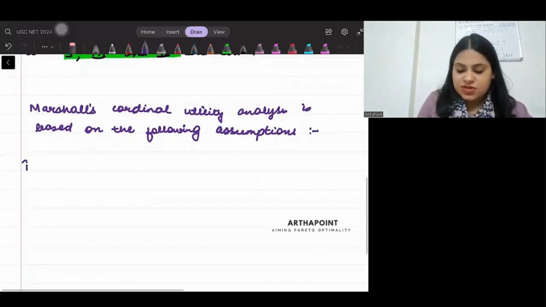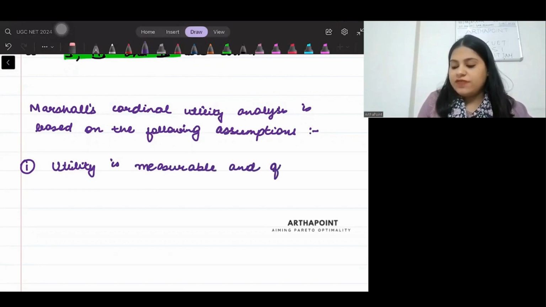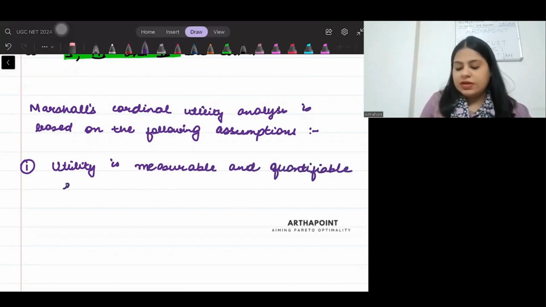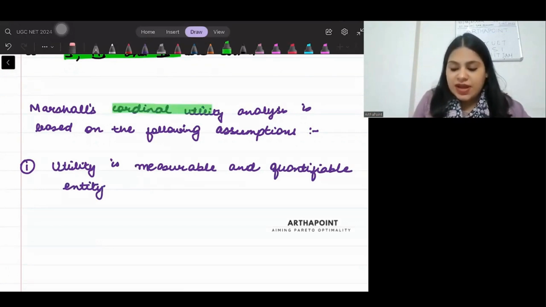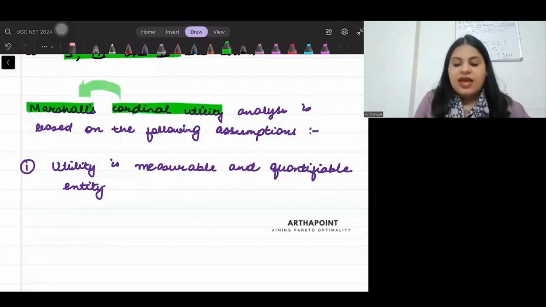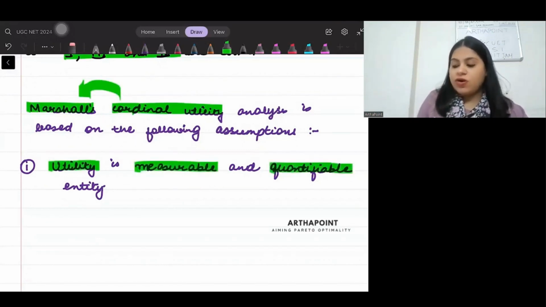But क्या assumptions है? First, utility is measurable and quantifiable entity. ये पहली assumption है. This is the first assumption of cardinal utility analysis, which is given by Marshall. And this assumption says that utility can be measured and quantified. We can measure and quantify utility. This is the first assumption.